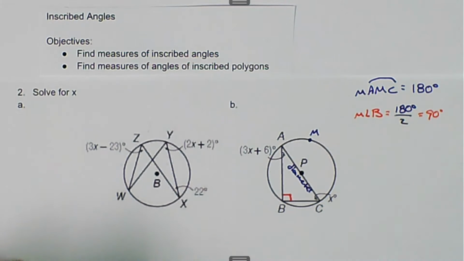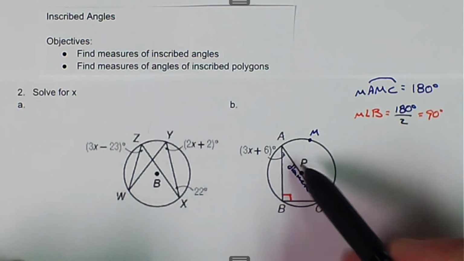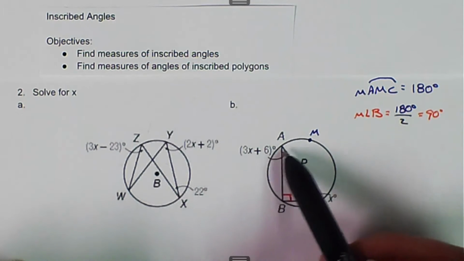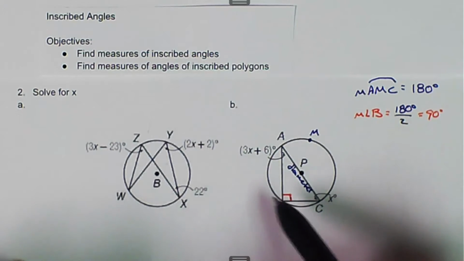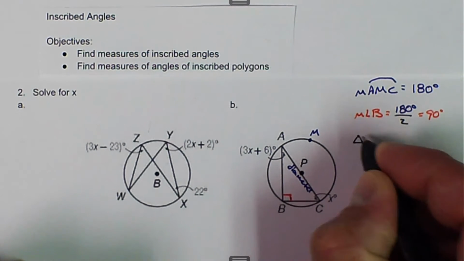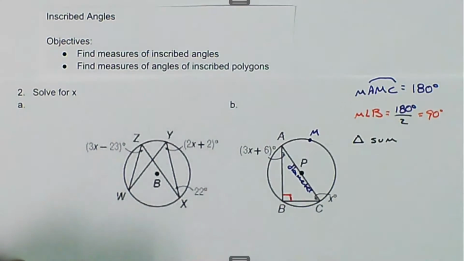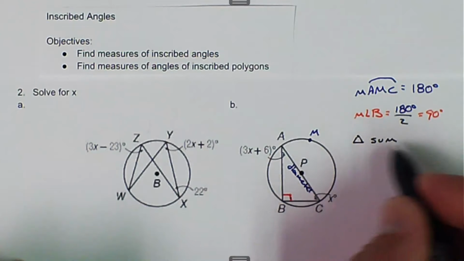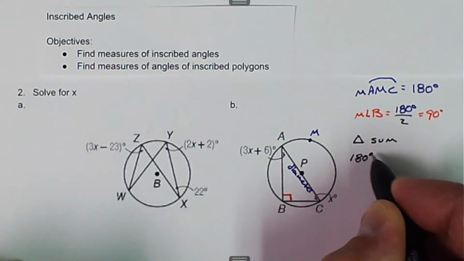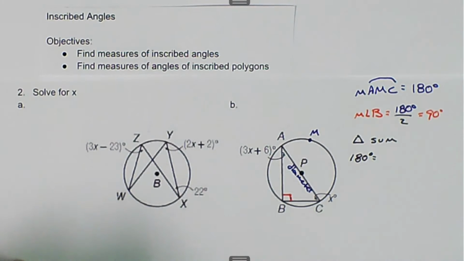Then we want to use the triangle sum theorem because this is a triangle. We know that this one is 90 degrees, we know that angle C is x, and we know that angle A is 3x plus 6. So we can use the triangle sum theorem to calculate the value of x.